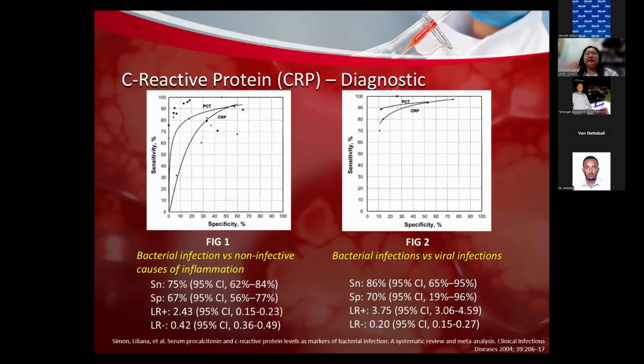The pooled sensitivity and specificity of CRP for diagnosing bacterial infections were 75% and 67% respectively, with positive and negative LR, or likelihood ratio, being 2.43 and 0.42 respectively. When evaluating bacterial versus viral infection, procalcitonin markers were again significantly better. The pooled sensitivity and specificity of CRP for diagnosing bacterial infections were 86% and 70% respectively, with positive and negative likelihood ratio being 3.75 and 0.20 respectively.